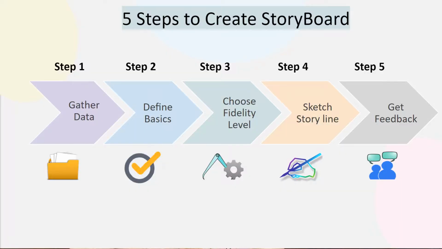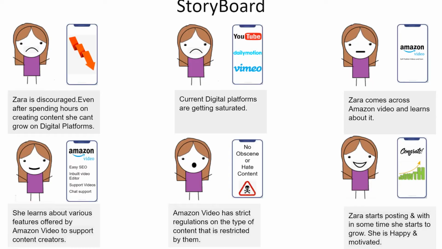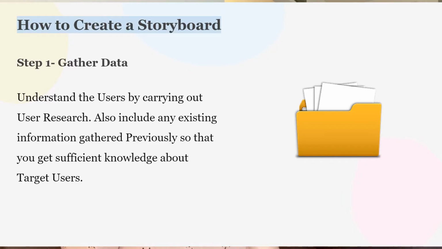With this, let's understand what are the 5 major steps to create a storyboard. Here I am taking an example of my storyboard for one of my design projects. I created a storyboard simply on PPT. So the first step that you have to follow is to gather data. So understand the users by carrying out your user research. Also include any existing information gathered previously, so that you get sufficient knowledge of your target user. And that is the reason why I introduced the 4 major components of storyboard. Gathering the data would help you to create your character.